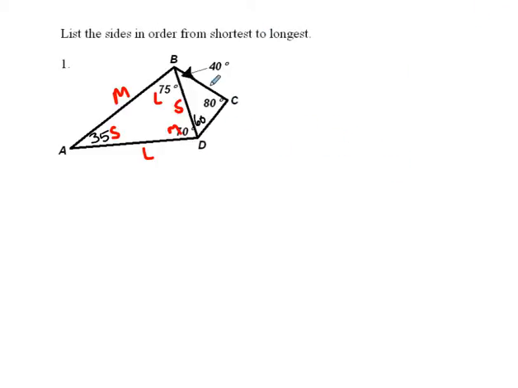Now, here, my smallest angle is 40 degrees, so I know that this is my smallest side. My largest angle is 80 degrees, so that is my largest side. And my medium angle is 60 degrees, so that is my medium side. Again, remember, the largest angle is across from the largest side for all these. I'm talking about the angles that are across from the sides.